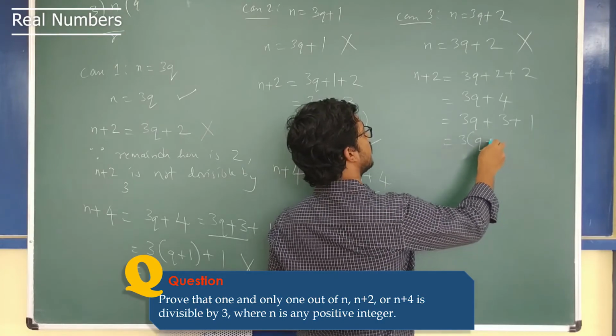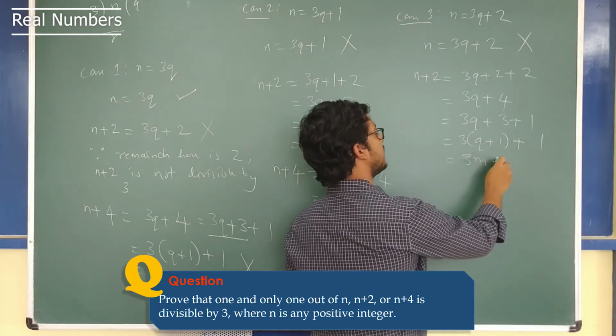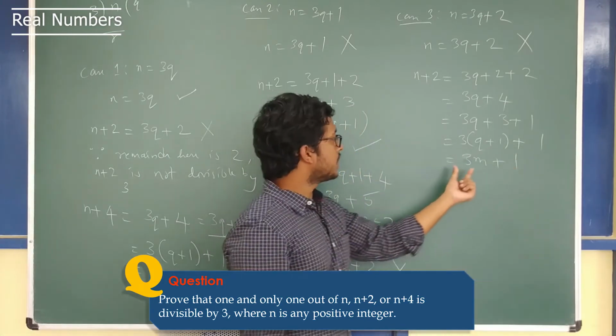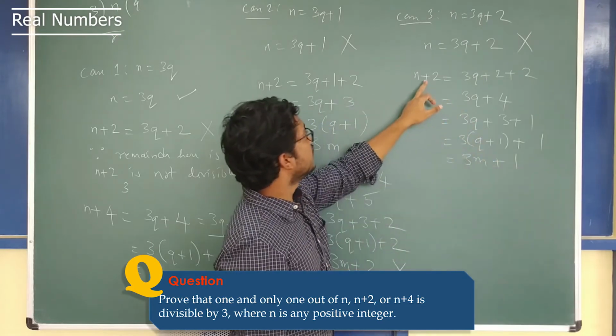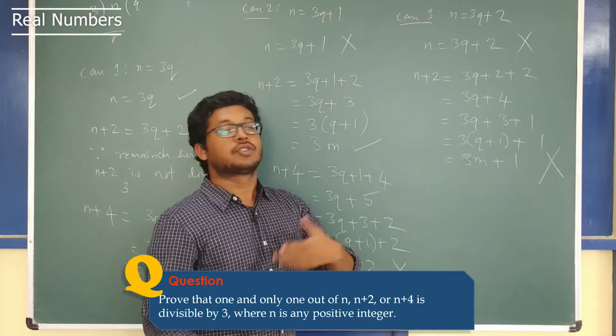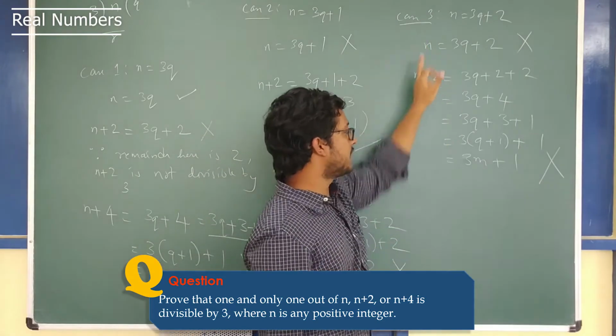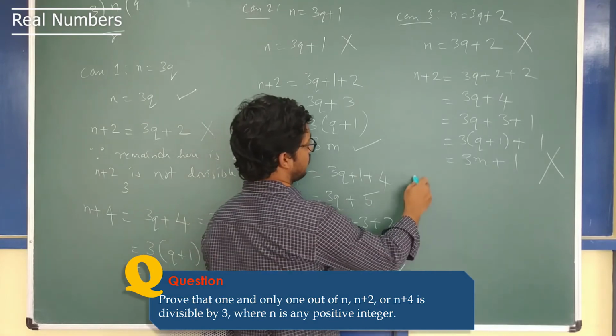So remains q plus 1 plus 1. Q plus 1 is an integer. So it is 3m plus 1. So 3m plus 1, the remainder here is 1. Since the remainder is 1, this number is not divisible by 3. So we proved that two of them are not divisible by 3. So when I take n plus 4, that number has to be divisible by 3. So let's check that one.